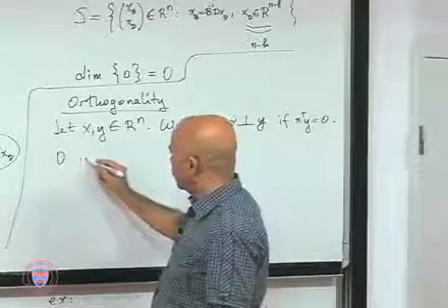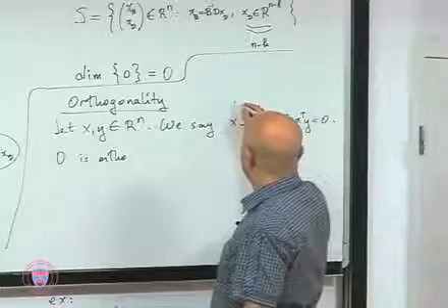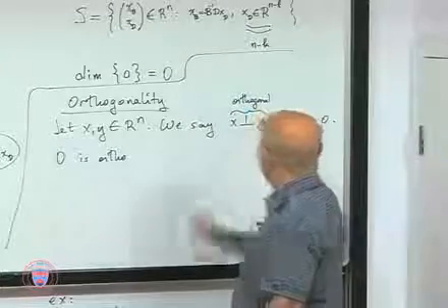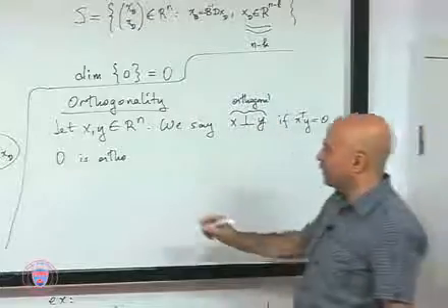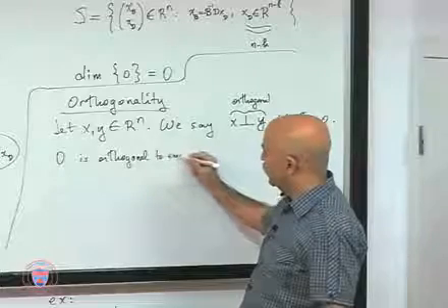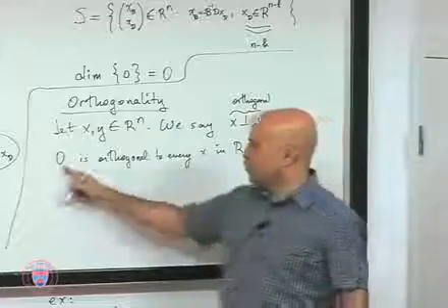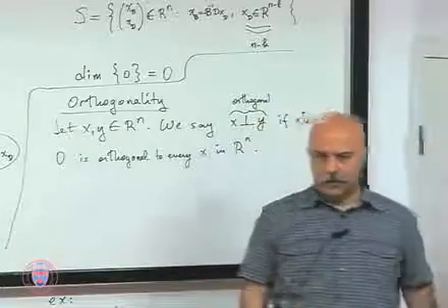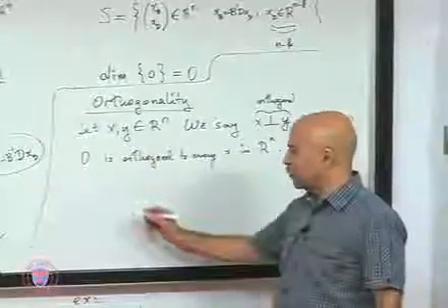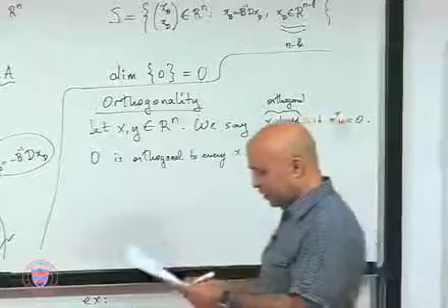And the origin is orthogonal. The other word for that notation is orthogonal. 0 is orthogonal to every x in Rn. Of course, we're talking about the origin here as a vector of zeros, okay? Because the dot product of 0, or the origin, with any other x is 0.